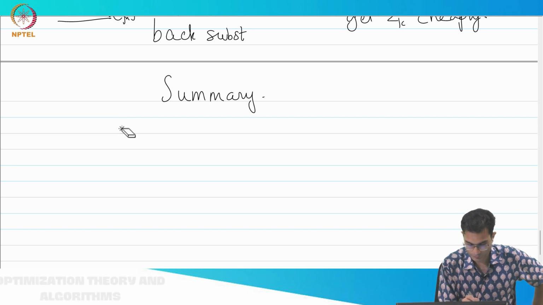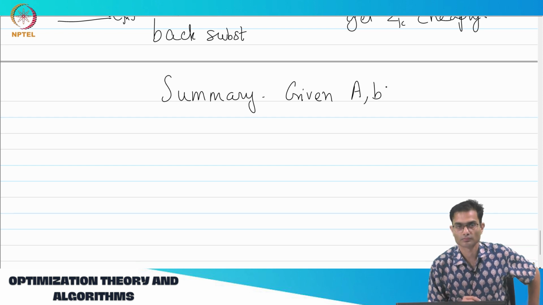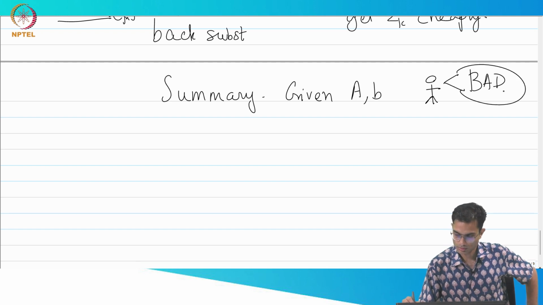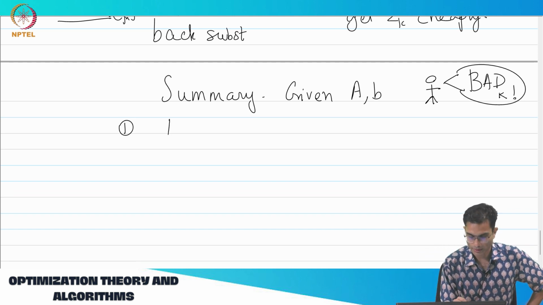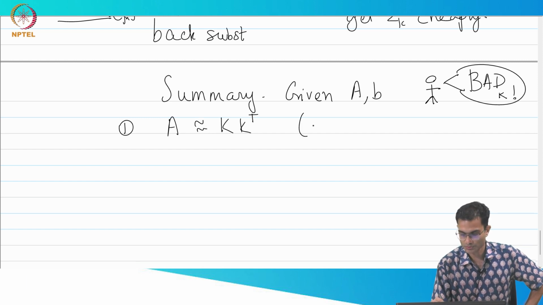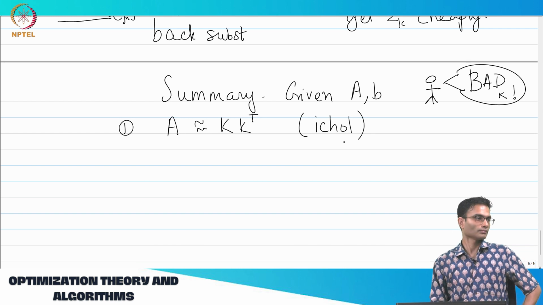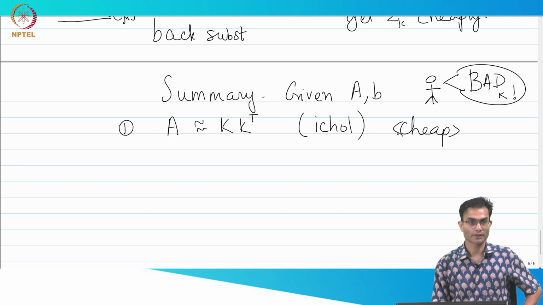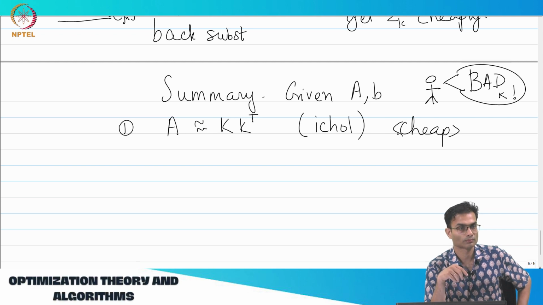So what are we given? You gave me A and B, right? And what did I say? I said bad condition number, okay. So then what did I do? I took A and I approximated it as K K transpose, which was what? I am going to use the MATLAB name for it, iChol, okay. This is cheap, fine. Rk can be simply calculated as Ax minus b.